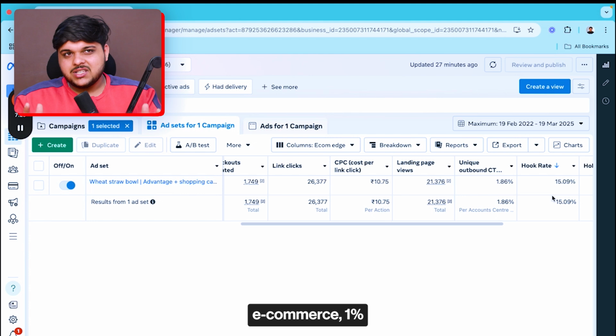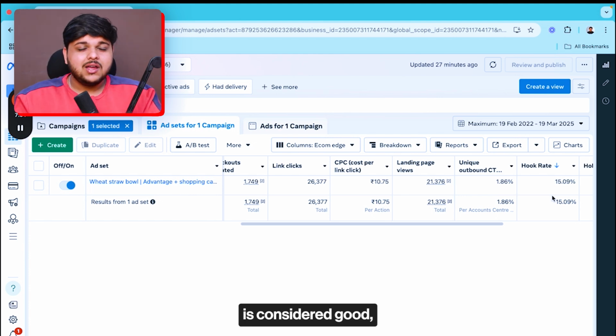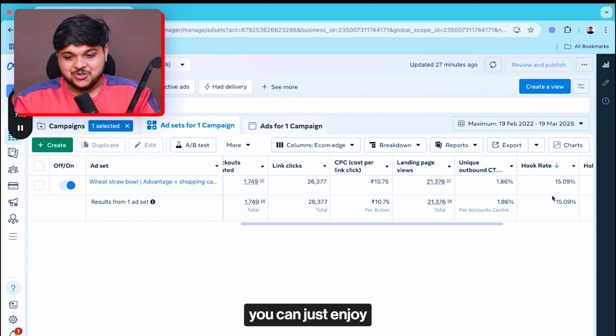Usually in e-commerce, 1% to 2% unique outbound CTR is considered good. But if you are getting less than 1% CTR, you need to look into your ad creative a lot more. And if you are getting more than 2%, happy you, you can just enjoy the case then.